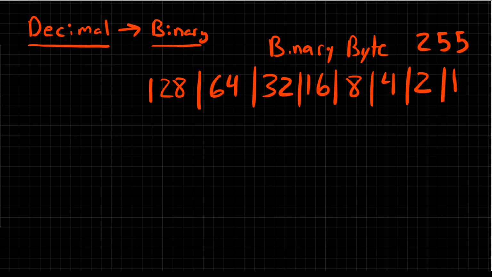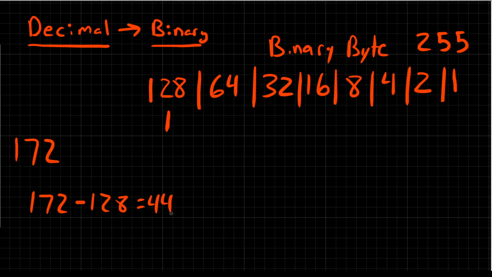Now we're going to try another value here, a little larger one this time. So we're going to do 172. I'm going to say, does 128 go into 172? Yes, it does. I'm going to write a 1 there. We're going to write 172 minus 128. And that is equal to 44. Will 64 go into 44? It will not, so I add a 0. 32 will, though, so we're going to subtract 32, add a 1 in the 32 column. That will get us down to 12.